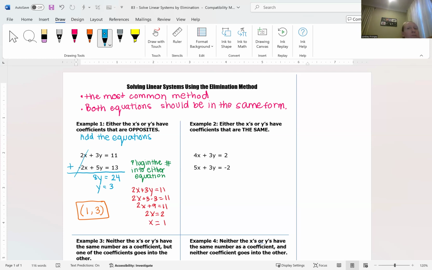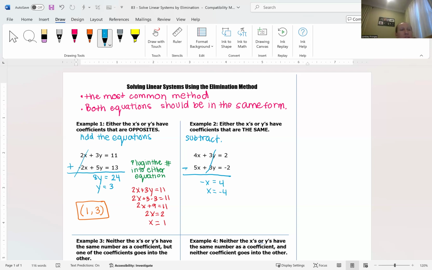So here, if we are trying to eliminate something and the y's in this case are the same, we have 3y and 3y, we could subtract our two equations. So if the coefficients are the same, we can subtract. Because 3y minus 3y is 0, we can cross it off. 4x minus 5x is negative x. And then this is where we have to be careful, like I said. It is 2 minus negative 2, which means that is a positive 4. And if negative x equals 4, that means x equals negative 4.